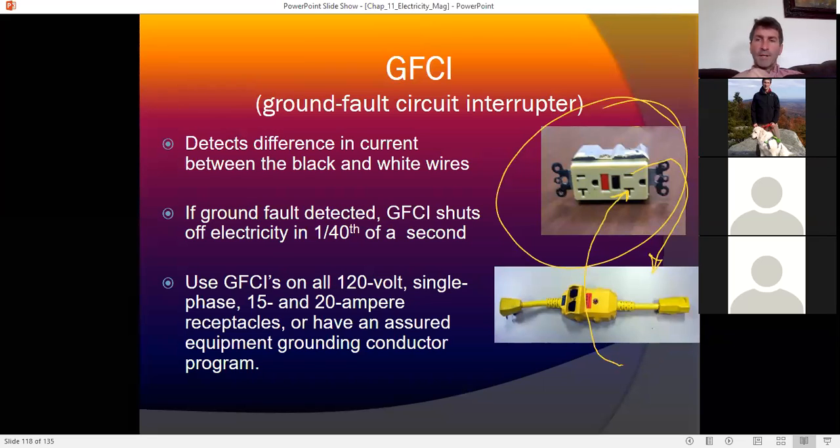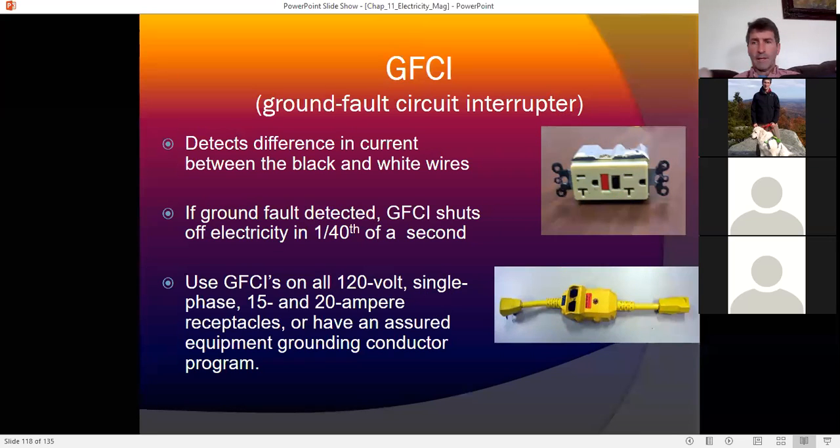If you plug something in and it makes contact with you and some of the electricity starts going through your body, in 1/40th of a second that GFCI circuit will shut down and not let more than 1/10 of an amp through your body. So safety first. These GFCIs are great protection to keep you from getting electrocuted.